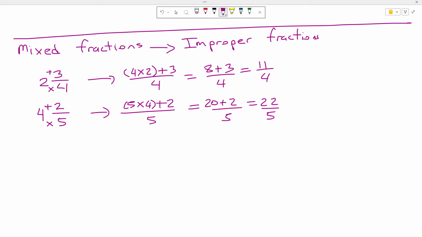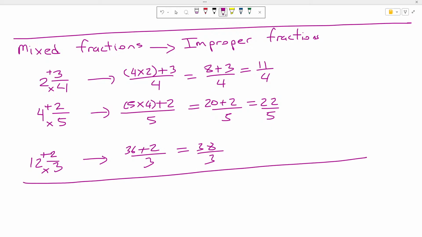Now, let us do one more question of mixed fractions. So let's say I have 12 and 2/3. So what do we have here? We have 3 times 12 plus 2, which is 36 plus 2 over 3, which is 38 over 3. Right, guys? Does it make sense? Yes or no? Very, very good. So this is how we would change our mixed fractions to improper fractions.